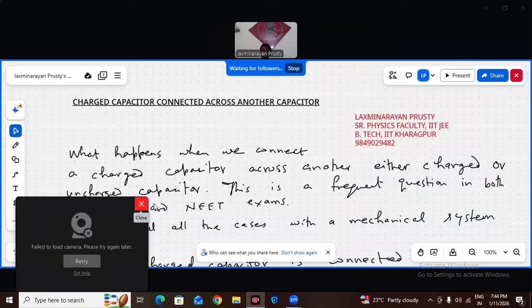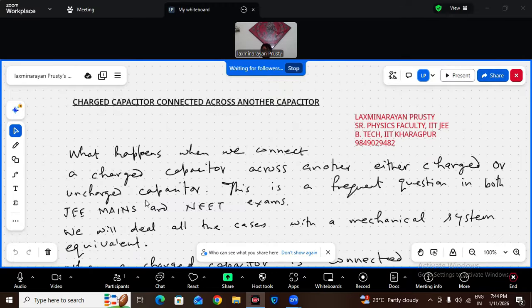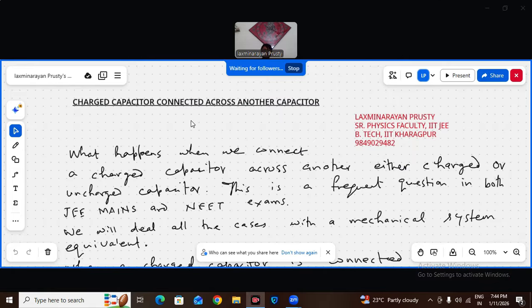Students, Prushti sir again discussing a very important topic for you. You must have come across this question very often in JEE Mains, NEET, etc.